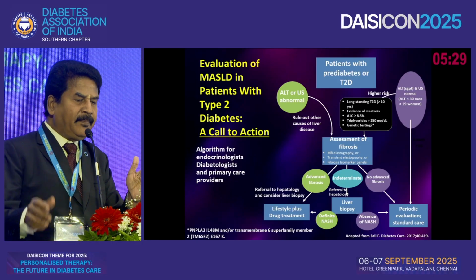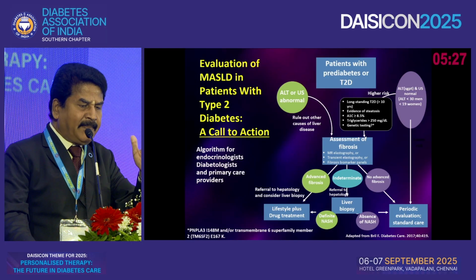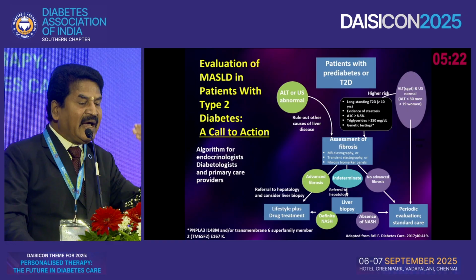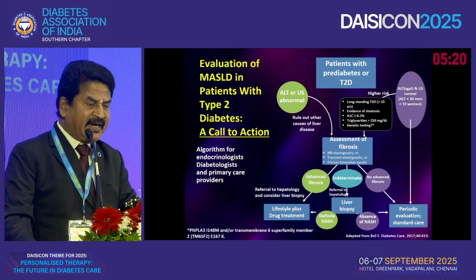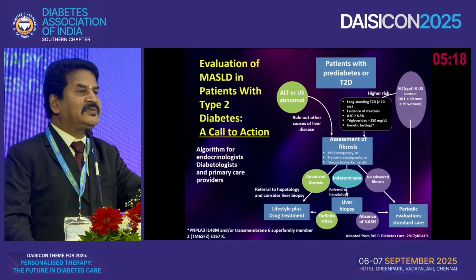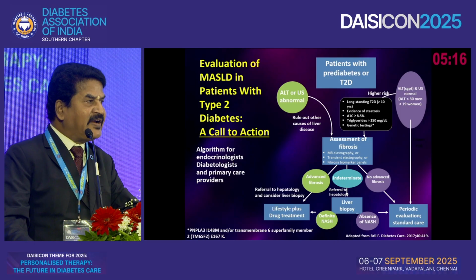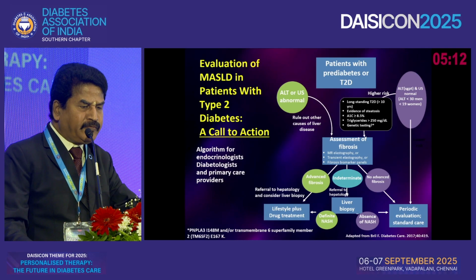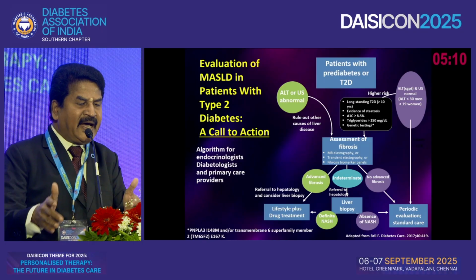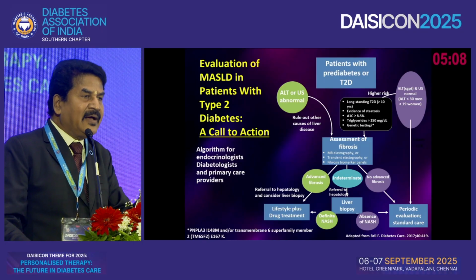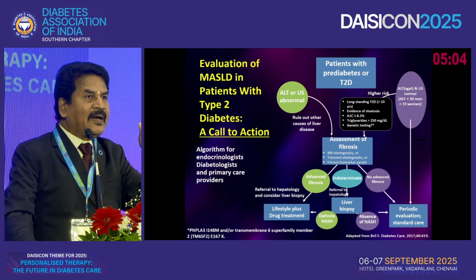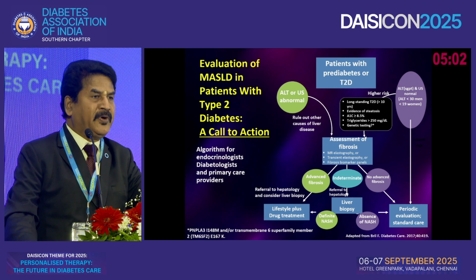Whereas in the same type of patients, with ALT and US examination normal, but number 1, long-standing type 2 diabetes mellitus, number 2, evidence of steatosis, number 3, A1C more than 8.5, or triglycerides more than 250, these patients come under high risk. Once you identify the high risk patients, you have to subject the patient to assessment of fibrosis.